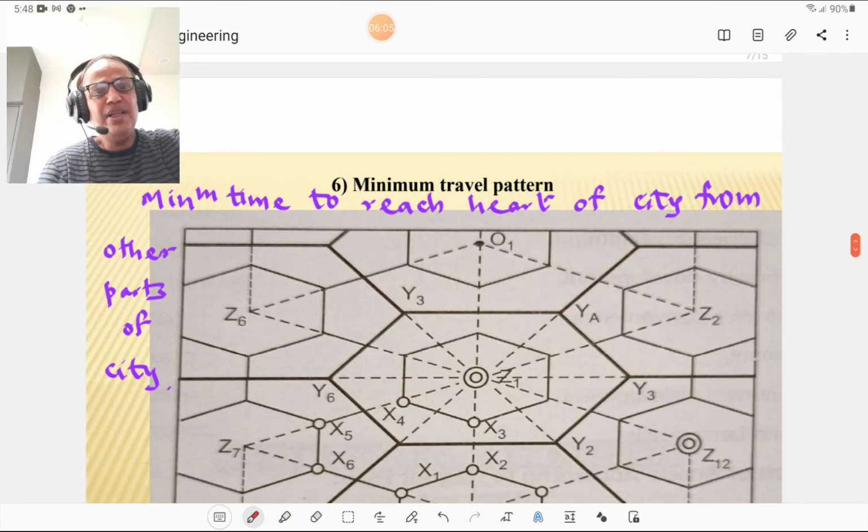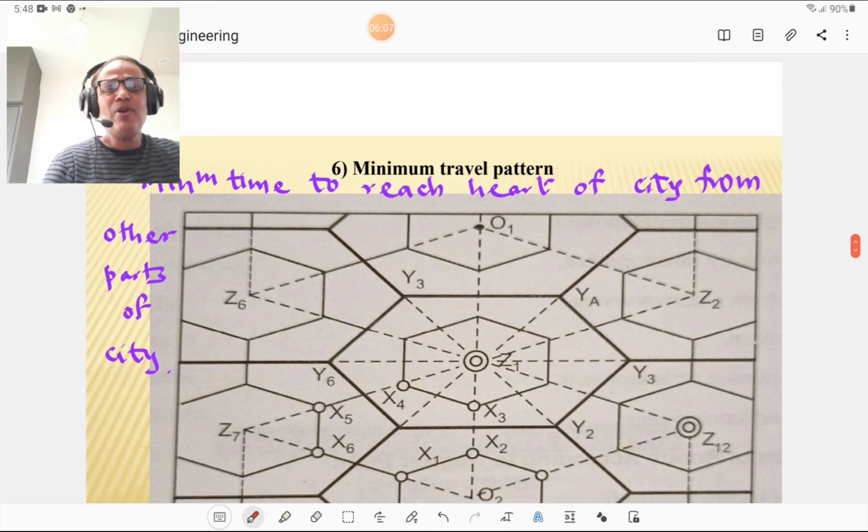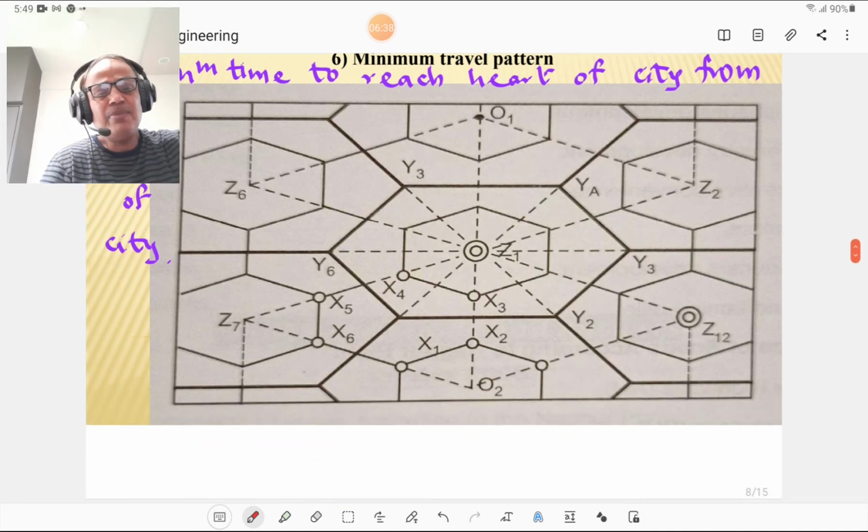And the minimum travel pattern. The name itself indicates that it gives the minimum time for every suburb to come to the center of the city. From every point or corner of the city, if you want to come to the central business area, the time required should be minimum. So the minimum travel pattern is in the form of various hexagons connected to each other, and the connection states the minimum distance between those points. This is the minimum travel pattern.